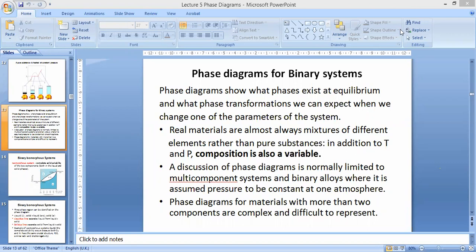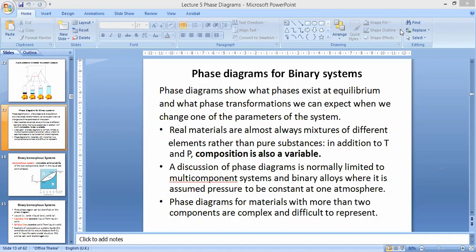When coming to phase diagrams for binary systems, the phase diagrams show what phases exist at equilibrium and what phase transformations we can expect to see when we change one of the parameters of the system. In the case of binary systems, we usually change either the composition or the temperature of the system.